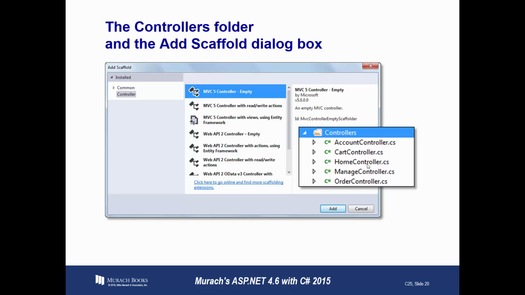Now note, as mentioned toward the bottom of page 878, you do not have to have a controller for every page. For example, in the shopping cart, there are 4 pages, but there are only 3 controllers. That's because the home controller handles requests for both the home page and the contact page.